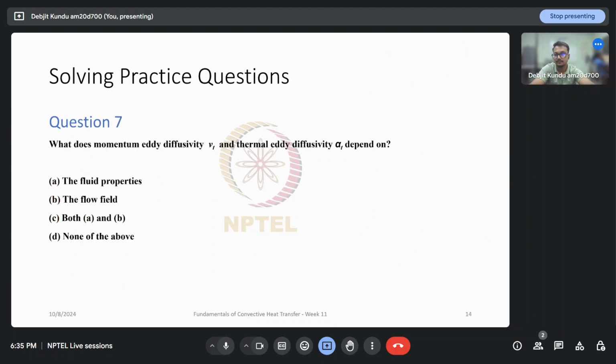All right, moving on to question number 7 now, which is asking us what the momentum eddy diffusivity nu t and the thermal eddy diffusivity alpha t depend on. Now these appear in turbulent boundary layers, not just boundary layers, turbulent flows in general. So what do they depend on? Is it option A, the fluid properties? Is it option B, the flow field properties? Or is it option C, both A and B? Or is it option D, none of the above?